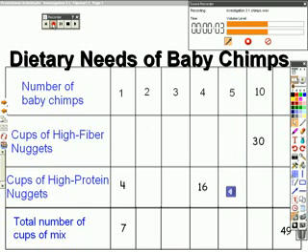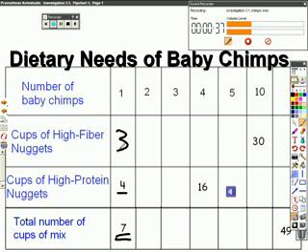Okay, if you remember from last week, we talked about the dietary needs of baby chimps. We talked about how to fill in the table. So, as you can see, you have a very incomplete table. What we are trying to do is figure out how to fill in the rest of the information. What some of you figured out is that the total number of cups of mix of 7 represents what should be for the number of chimps 1. So, where it says 4, we need 3 in the high fiber in order for the total to be 7.